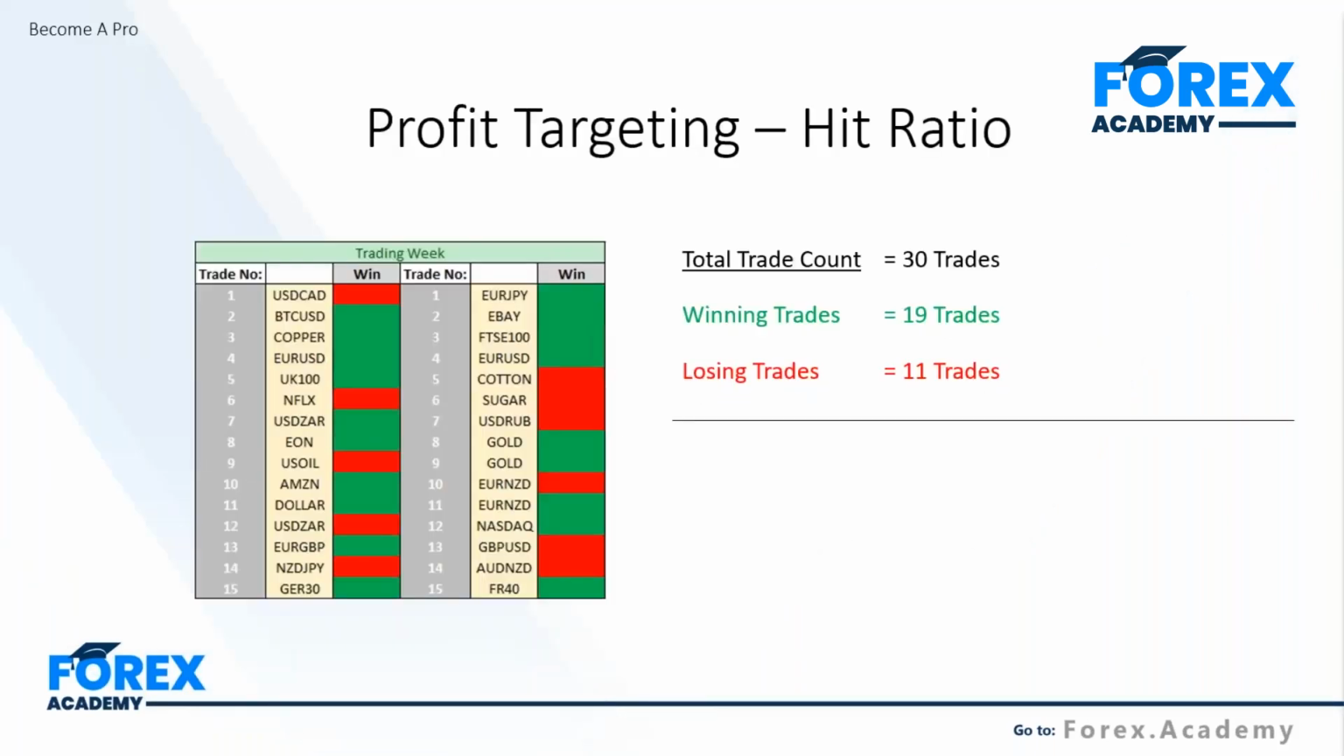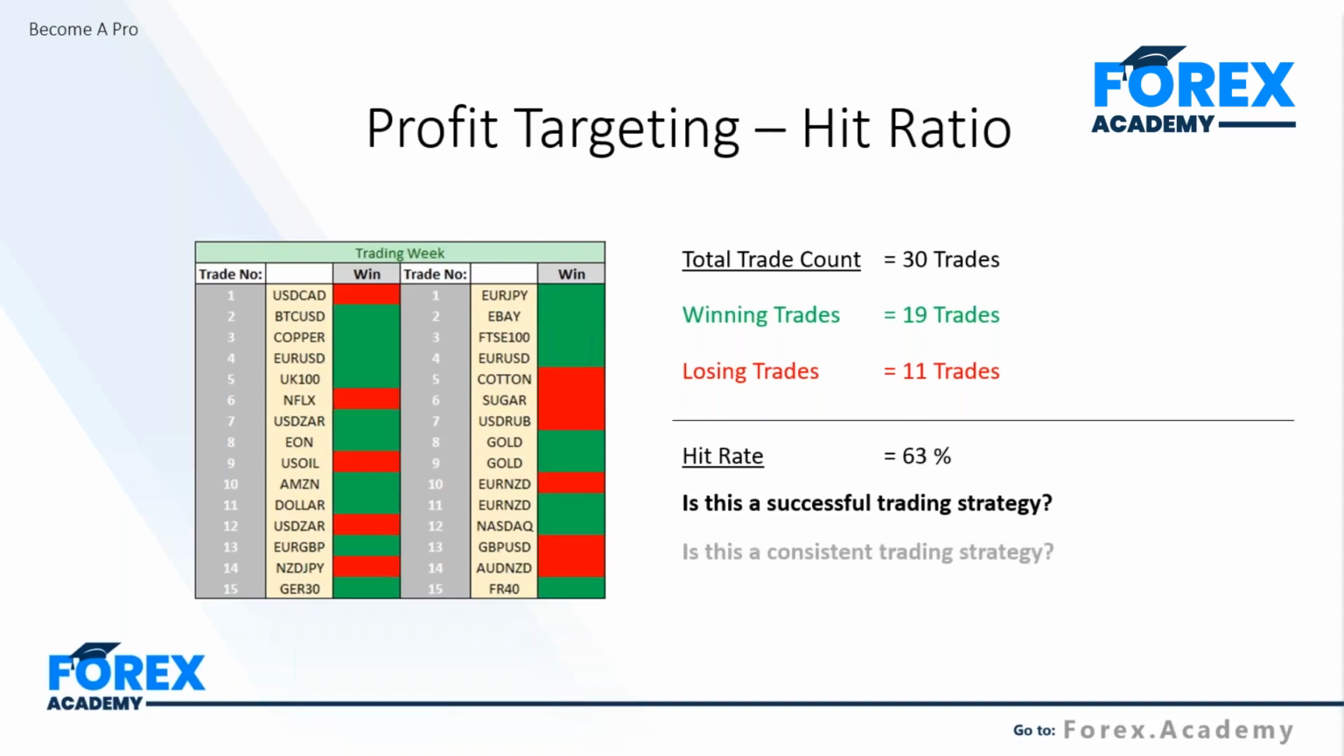Here is your hit ratio. Okay, we have a total of, let me see, we have 30 trades on the board here. Winning trades, 19 trades. Losing trades, 11 trades. Okay. Hit rate is 63%, so that's very, very good, but it doesn't tell us much, does it? Does it tell us, is this a successful trading strategy? Is this a consistent trading strategy? Or is this actually profitable? How much money have I made over 30 trades?